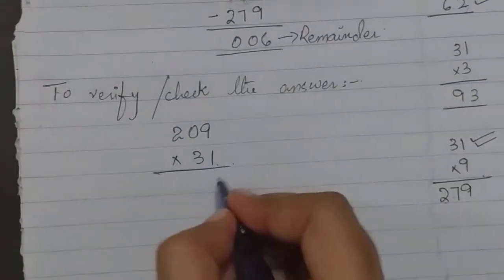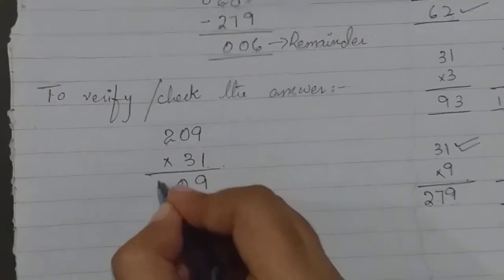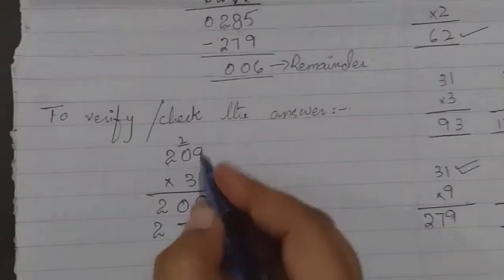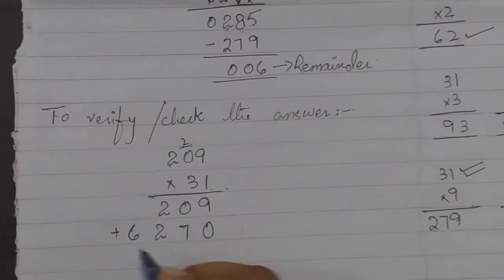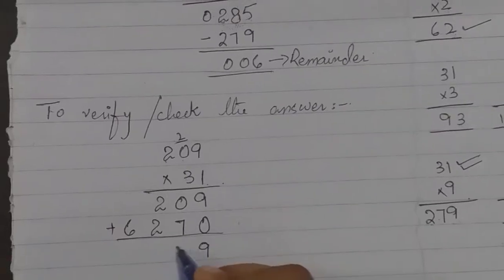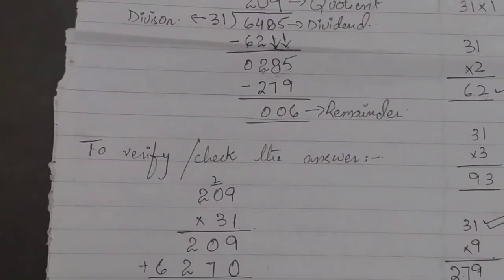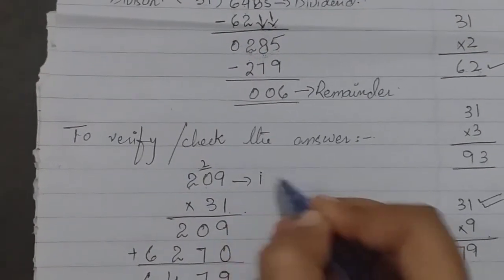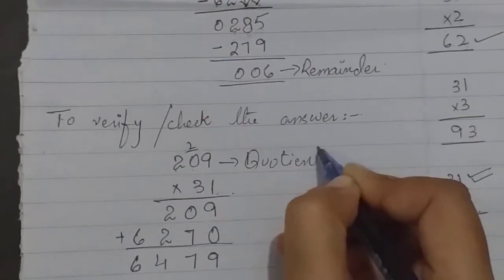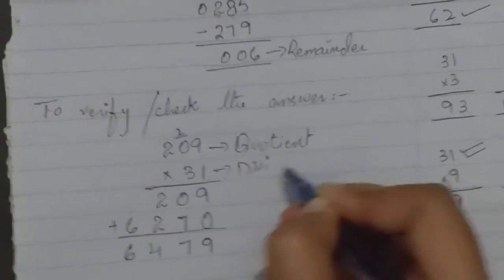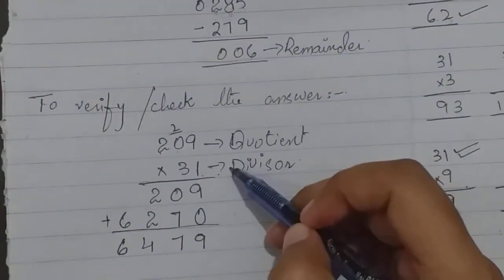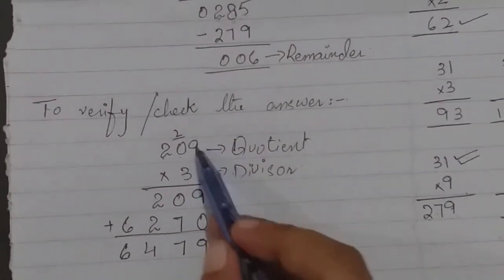Let's multiply. 1 9s are 9, 1 zeros are 0, and 1 2s are 2. 3 9s are 27. 3 zeros are 0, 0 plus 2, 2, and 3 2s are 6. Now add 9, 7, 4, 6. Now this is quotient, this is divisor. We have multiplied quotient and divisor, and this is the answer of this multiplication.